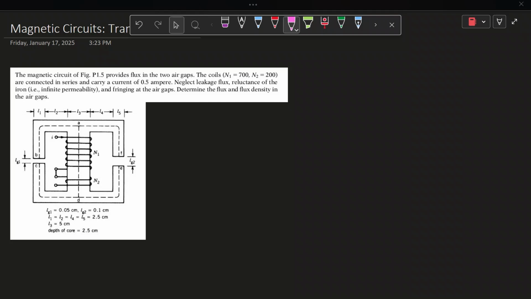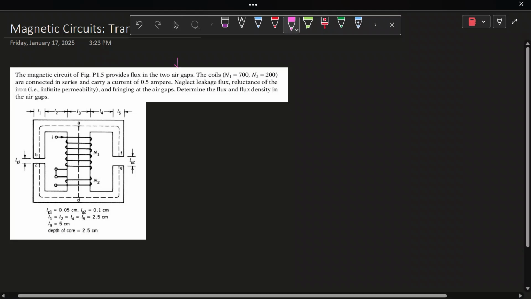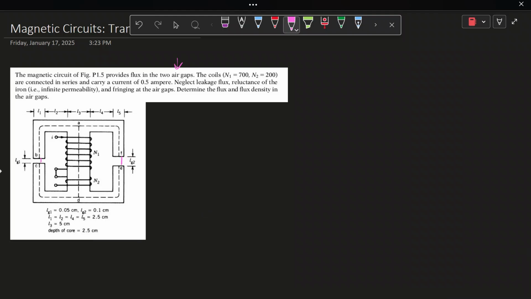So it says a magnetic circuit provides flux into two air gaps. So we have the air gap right here, the air gap right here, varying. They have different lengths. Also, we have coils N1 and N2 with 700 and 200 turns respectively, and they're connected in series and carry a current of 0.5 amps. It says neglect leakage flux, and the reluctance of the iron, since it has an infinite permeability, which means mu r, the relative permeability of the core, is infinity, and neglect fringing at the air gap. So we don't have to worry about fringing.